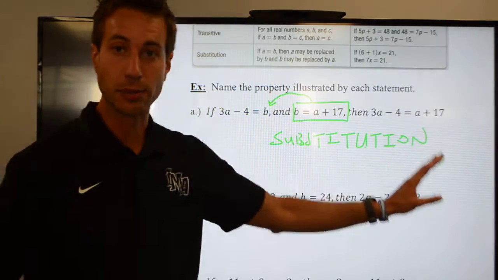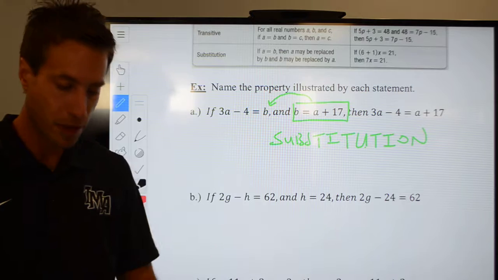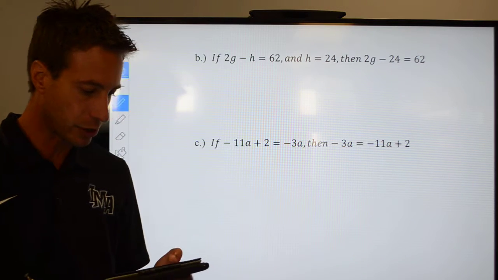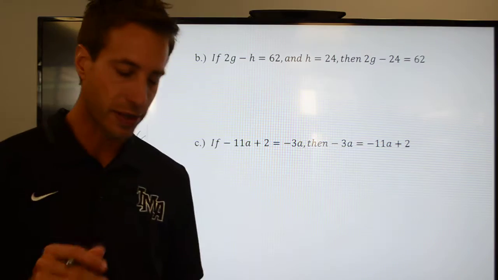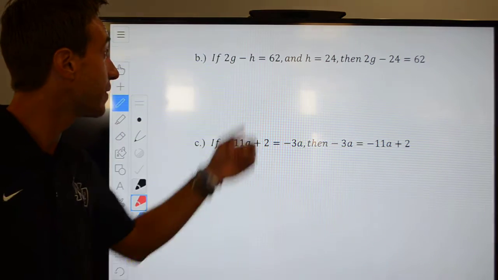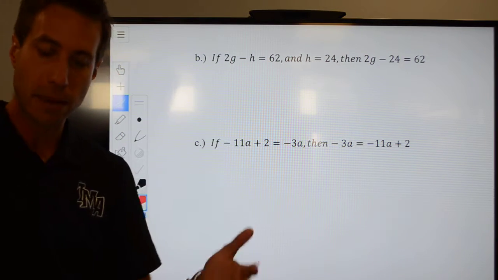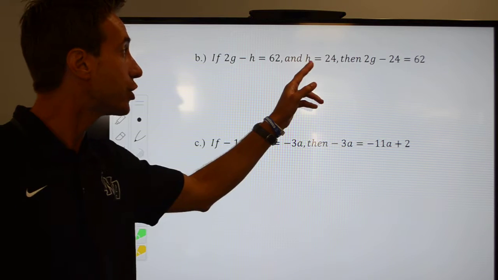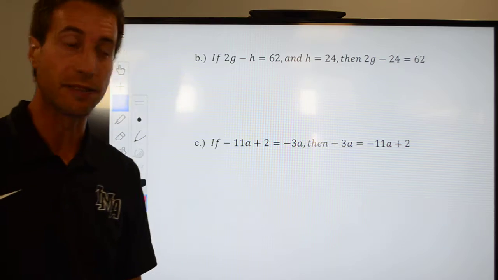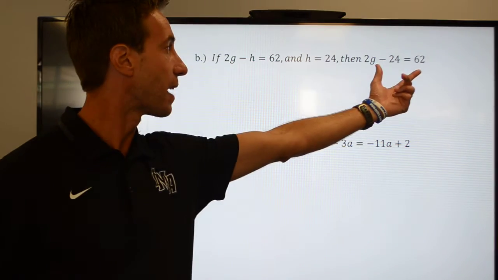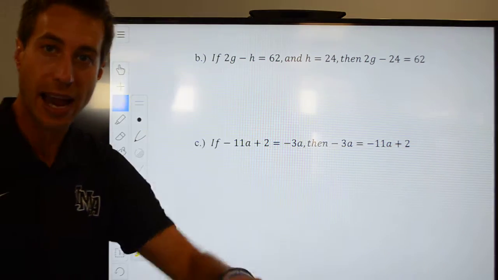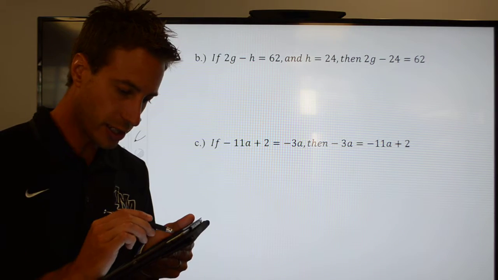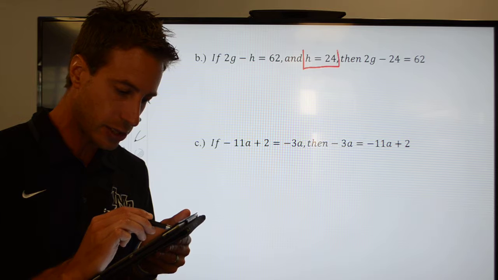So you've got the substitution property here for this one. Let's go ahead and take a look at the next one, see if we can figure out what property is being illustrated here. Switch colors, we'll go to red this time. What I've done is I've given you this equation, 2g minus h is equal to 62. I then tell you h is equal to 24, and then I've written my final statement. But before I do that, I've told you what h is equal to.